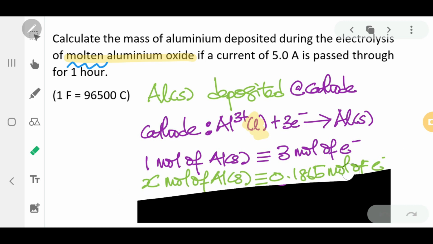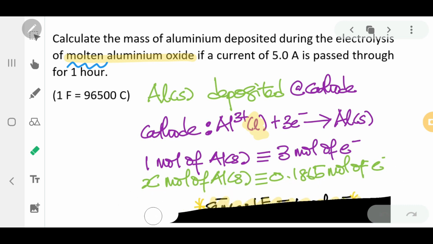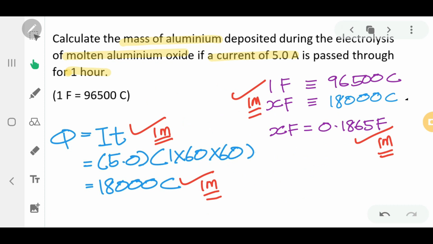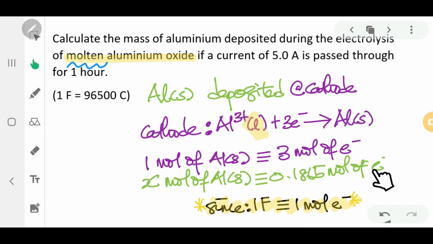And when you continue with that, you're going to compare with the number of moles of electrons that you have in the real situation. How many moles of electrons are flowing in this electrolytic cell? You have 0.1865 mole of electrons. And from where do you get this? We got it from here. When you get 0.1865 Faraday, we would be able to know how many electrons are flowing in this electrolytic cell.